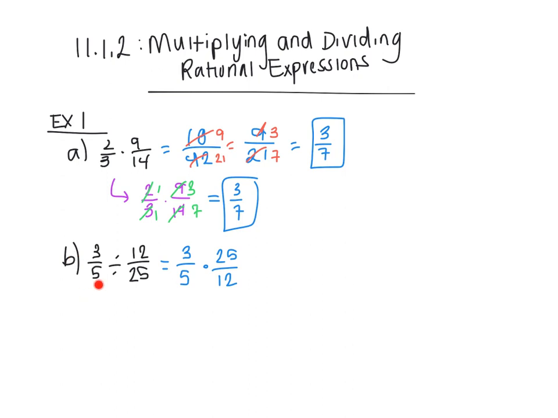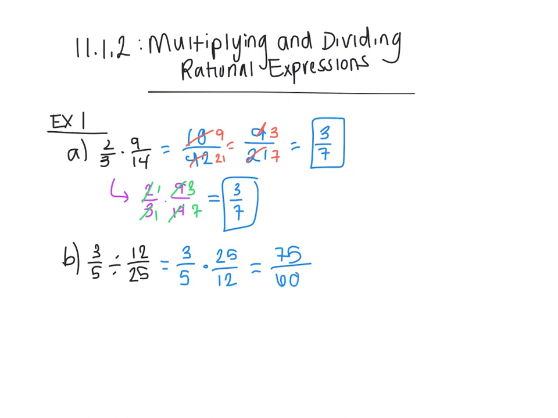So when you divide a fraction by a fraction, when you are dividing by any fraction, you multiply by the reciprocal of the fraction. And then we are back with a multiplication problem. And for multiplication, we know we just multiply the numerator and multiply the denominator. So that would be 3 times 25, which is 75, divided by 5 times 12, which is 60.